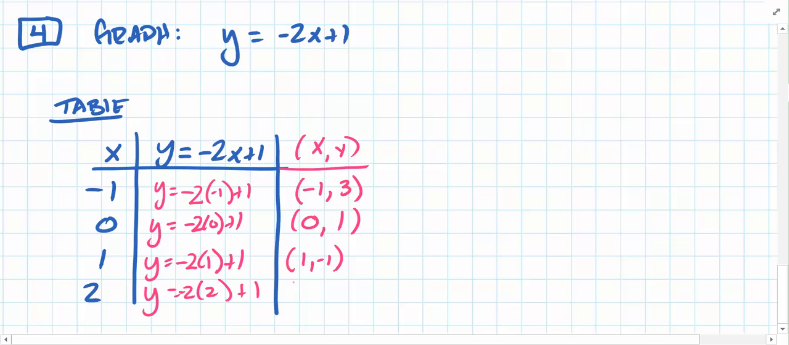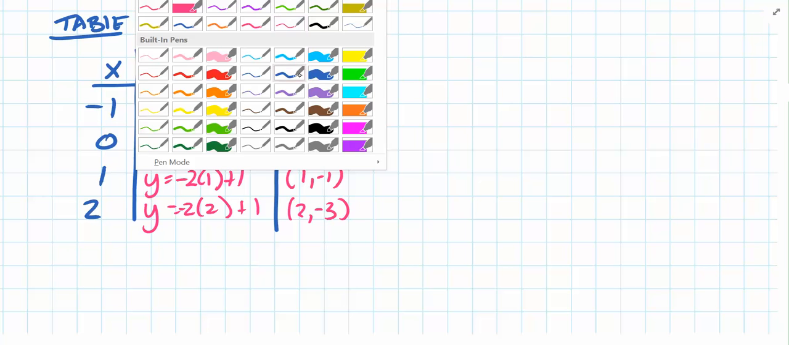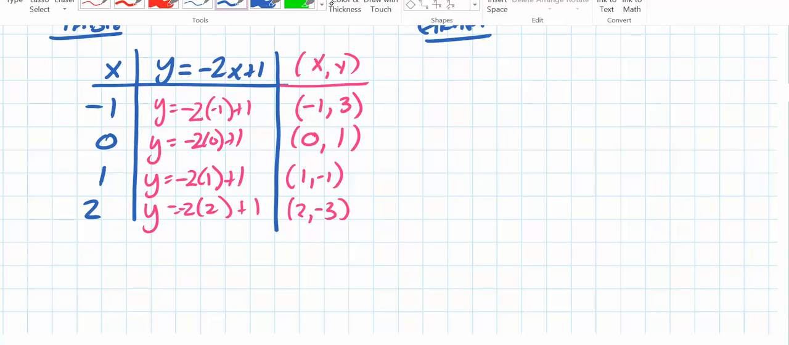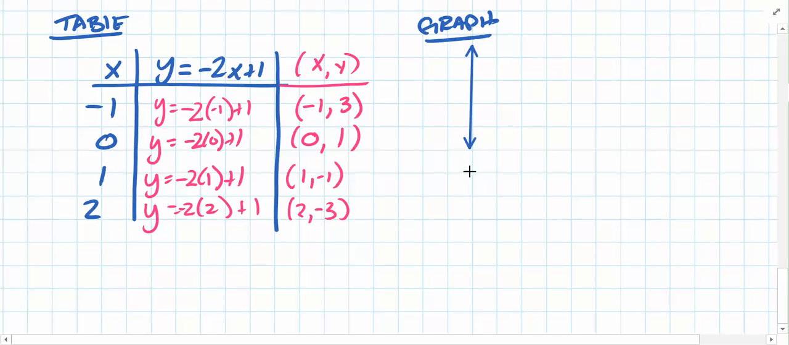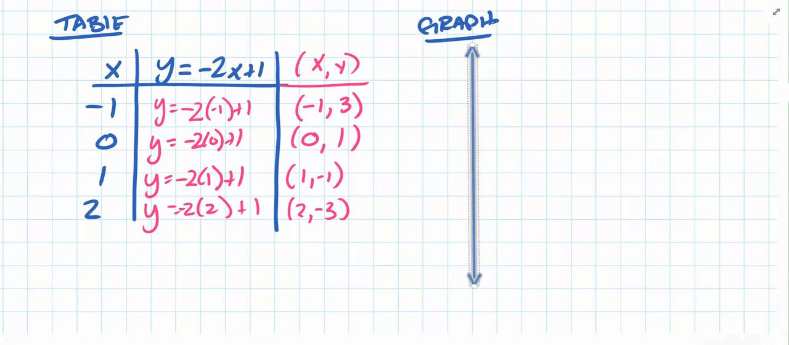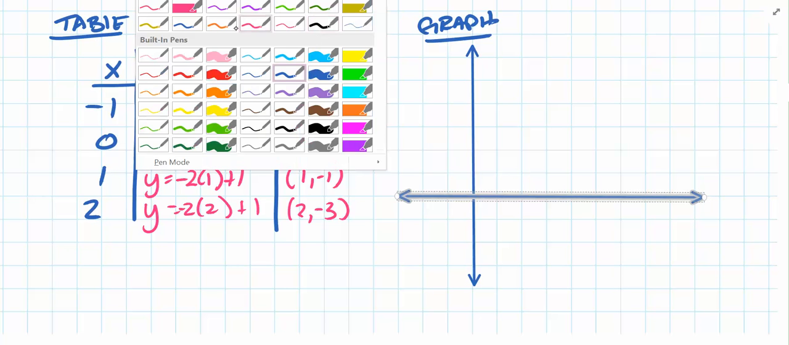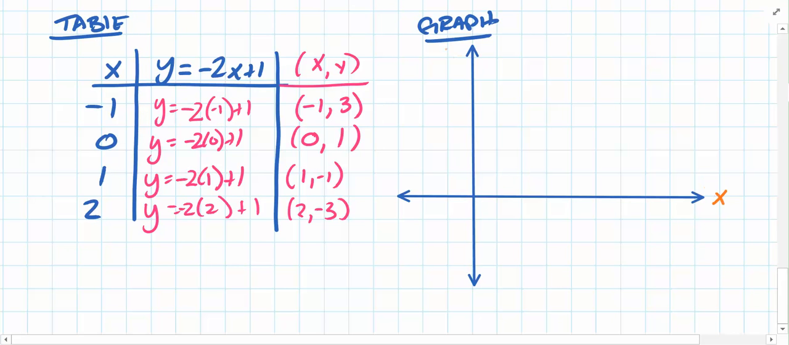Once I have at least 4 points, then we can go over and easily make the graph. Whenever you're making a graph and plotting some points, please use a straight edge so that we can clearly see where the points need to go. Also, it's important that we label our axes so we know which is which. Here's x and here is y. So I have negative 1, comma 3. Negative 1, comma 3 would be this location right here.